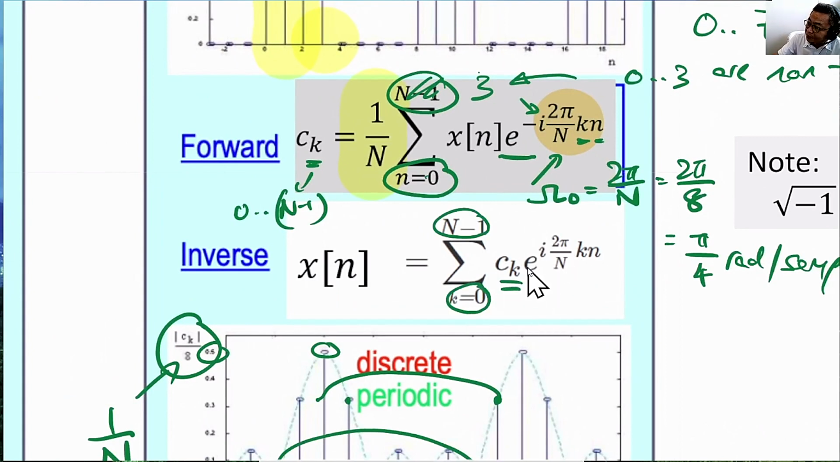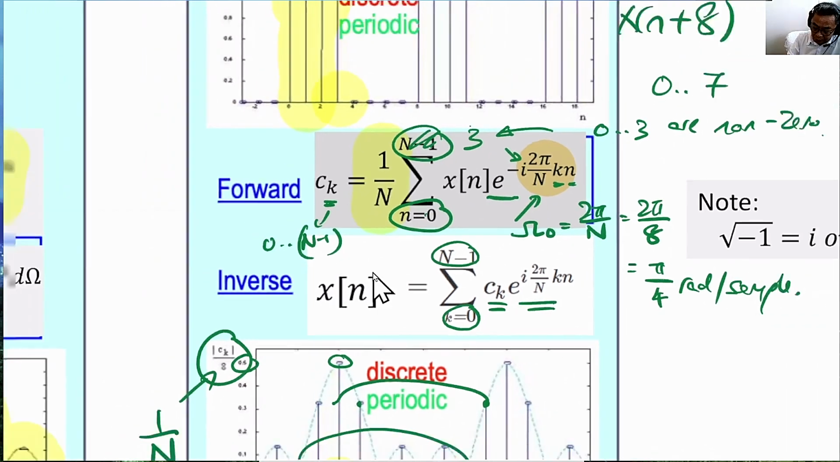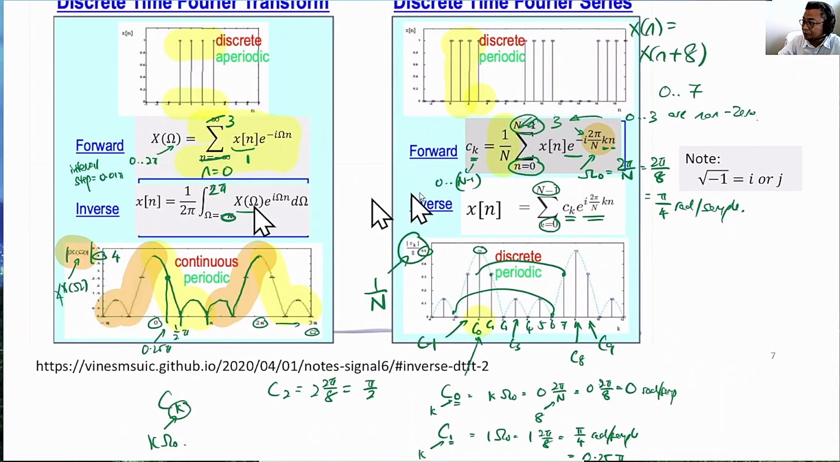We multiply c_k by positive e to the power j 2 pi over N kn. Positive complex exponential, compared to this guy rotating different ways. This guy is rotating clockwise. This guy is rotating anti-clockwise. We are multiplying c_k's with this complex exponential. When we sum them up, we'll get x[n] again. So I hope that this picture here gives you a detailed explanation of the differences between DTFS and DTFT. Thank you.